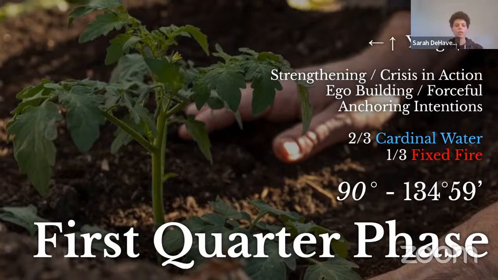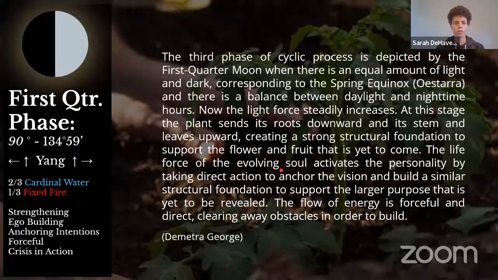Two thirds cardinal water is the first quarter phase. That is Cancer energy. One third fixed fire, so there's going to be some Leo in this as well, which speaks to, again, Cancer and Leo. They both kind of have this inner outer ego thing going on, like Cancer, inner ego, Leo, outer ego, right? 90 degrees to 134 degrees in 59 minutes covers the span of the first quarter phase. Okay, let's look at what our experts have to say about this phase, because they've got some great insights that I wanted to share with you.